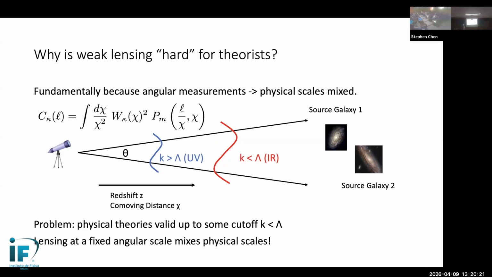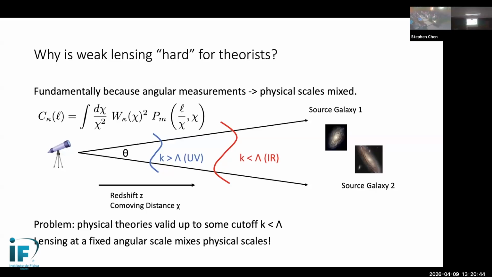So without the preamble, I want to talk about why weak lensing is really hard for theorists in particular. We have this integral of the weak lensing power spectrum at a particular angular scale L, or a particular angular scale theta, and fundamentally, this is very difficult for us theorists because angular measurements mean that physical scales are mixed.